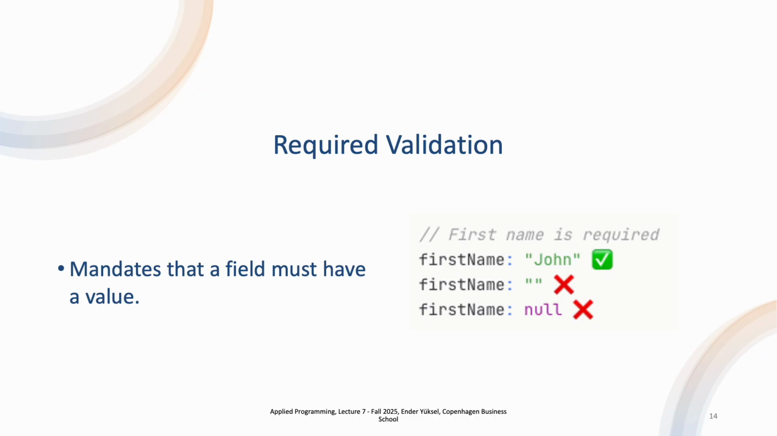Another type of validation is the required validation. So a field must have a value. A real example that we will also go through in the hands-on part is that the first name cannot be blank. So if we have a value for the first name, in this example John, then it's valid. If we don't have any value, it could be space or blank, or it could be null, then these are not valid.